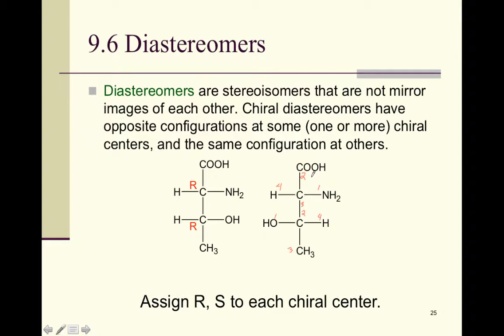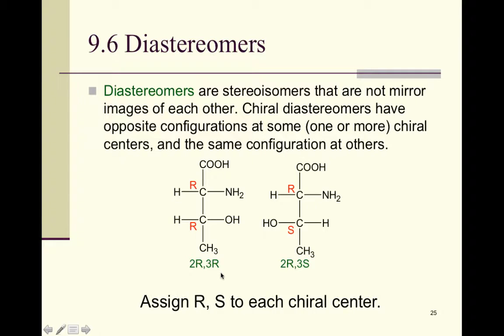All right, I went ahead and did the priorities on this top one here. I have the lowest priority on the horizontal, so it's the opposite of what I see. I see it going counterclockwise, so this one would be R. And on this one, the lowest priority, again, is on the horizontal. It's the opposite of what I see. This appears to be an R, but it's actually an S.